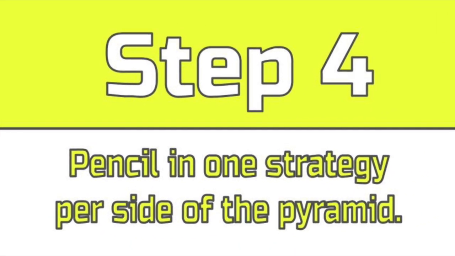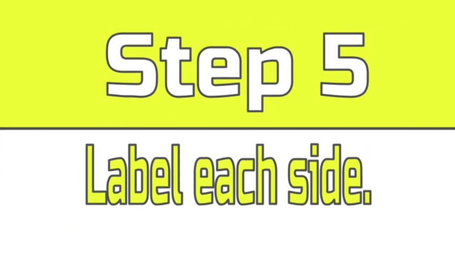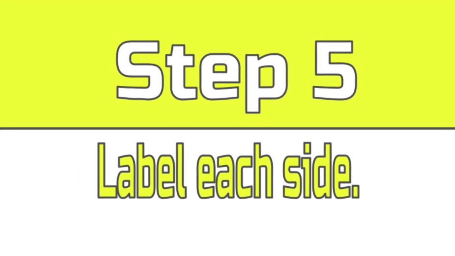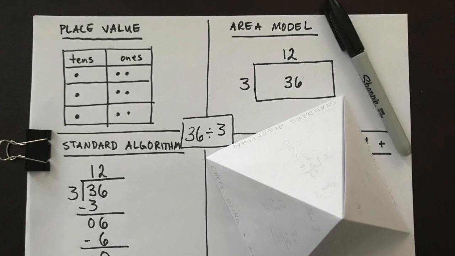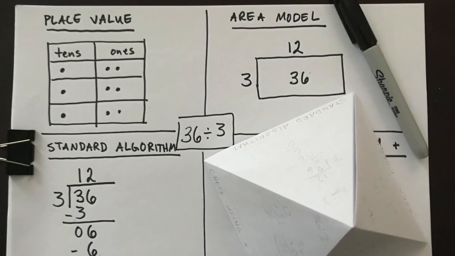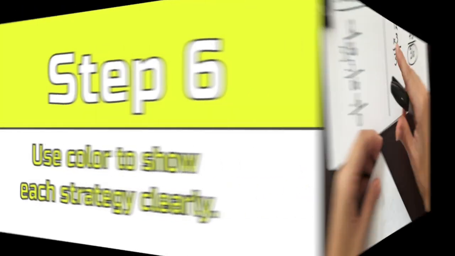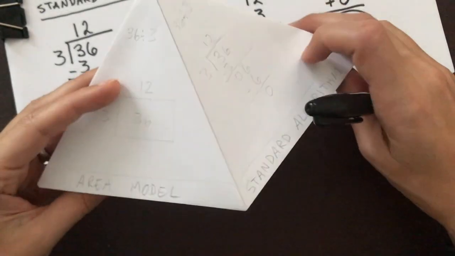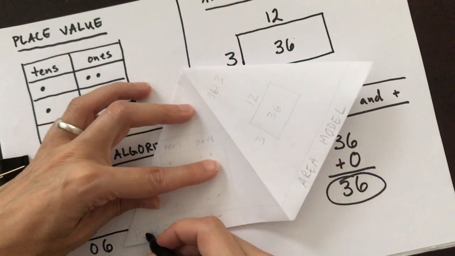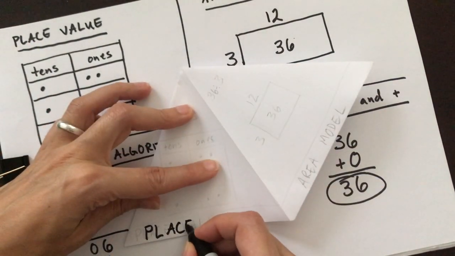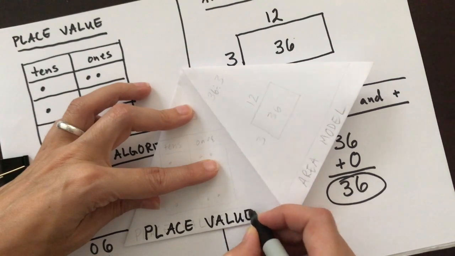Step 4, pencil in one strategy per side of the pyramid. And step 5, label each side. First in pencil, so you're going to use the paper you just wrote on and you're going to label the pyramid. Step 6, use color to show each strategy clearly. So here you can see I've written it in pencil already to save time for you. Now I'm going to go over it in black pen.